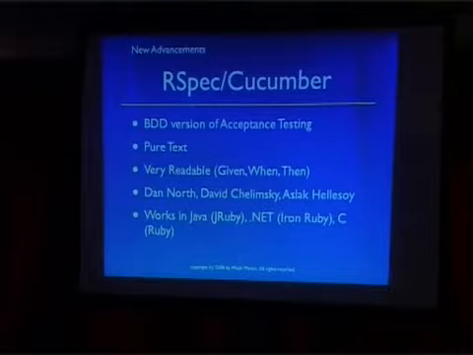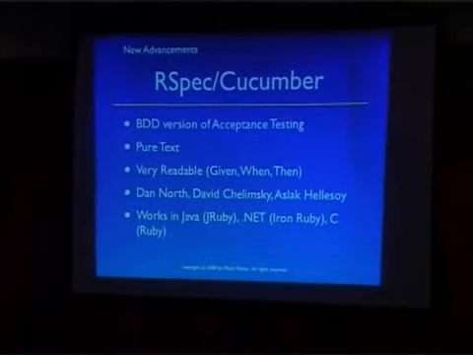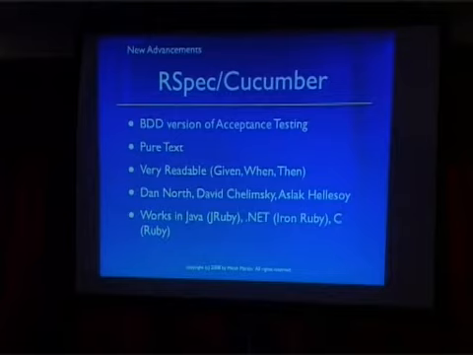The other thing you should look at is RSpec and Cucumber. This is the BDD, Behavior-Driven Development version of acceptance testing. BDD is the new fad, especially in the Ruby world. What it offers is a syntax which is pure text, no tables, you just write text. It's very readable. Your tests all have the same format. You have to say, given some situation, when the user does this, then you should see this, or this should happen. Every test is phrased in that same way, given, when, then. So it makes for very readable tests.